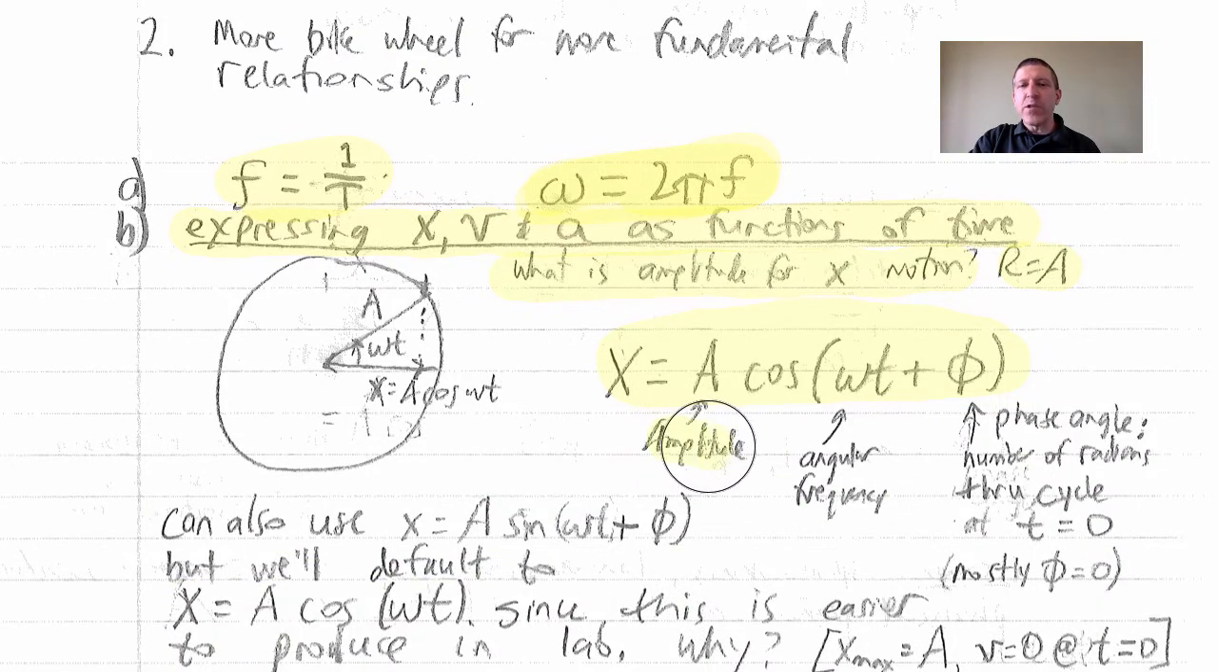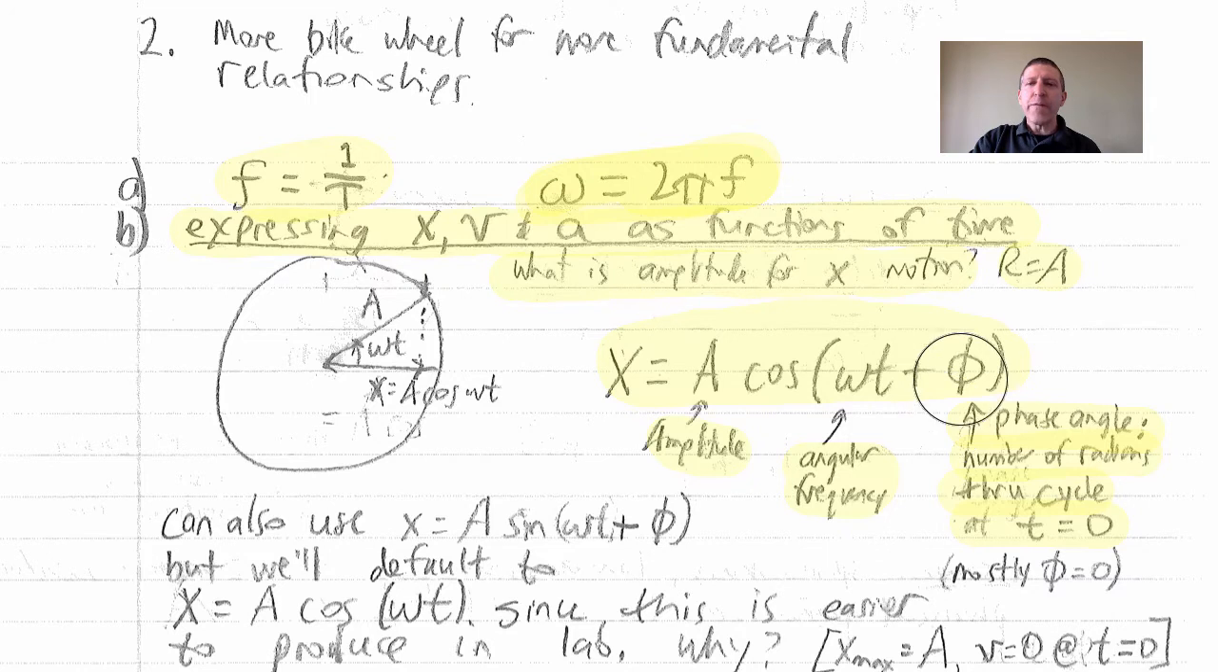So A is the amplitude, the greatest displacement from equilibrium, from the 0 point in the x direction. Omega is the angular frequency. It's how many radians per second the object moves through, where 2 pi radians is a complete cycle. And we also have this thing phi, which is called the phase angle. I'm introducing this because it comes through in a lot of other wave theory and physics, but it's simply how far through the cycle, the number of radians through the cycle, at t equals 0.